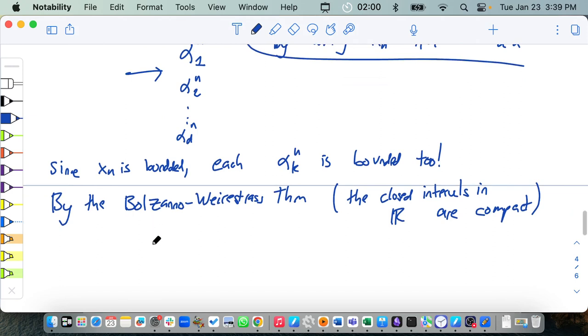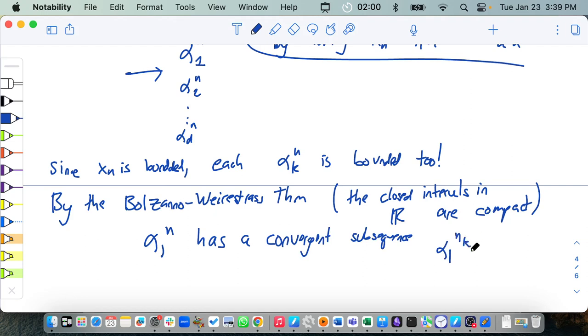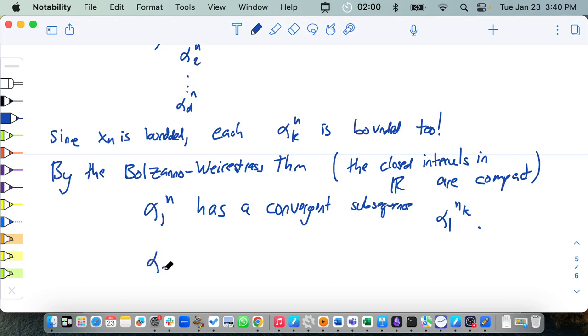By the Bolzano-Weierstrass theorem, alpha_1n has a convergent subsequence, alpha_1 n_k, let's call it n sub k. So the coefficients of the first thing converge. Now I'm going to move to the second coefficient and look at alpha_2 n_k, the sequence of values of the second coefficient. Again, it's a bounded sequence in R, and so it has a convergent subsequence. It's really a convergent sub-subsequence. I'm going to call that alpha_2 of n_k_l.